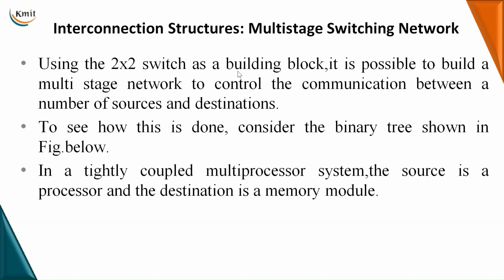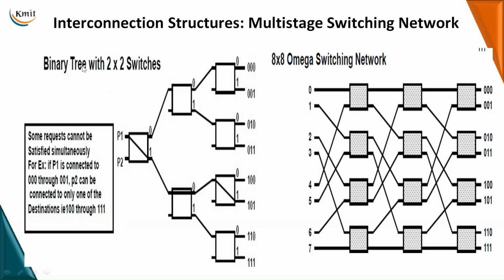To see how this can be done, you can implement it using either a binary tree with 2 by 2 switches or an 8 by 8 omega switching network. If you consider a binary tree with 2 by 2 switches, all these are the 2 by 2 switches, and from a particular source to a destination. For example, this is a processor and there are multiple destinations like memory modules, or multiple processors like P0, P1, P2, P3. To allow a processor to connect to another processor present in the network, you can implement the concept of these 2 by 2 switches.